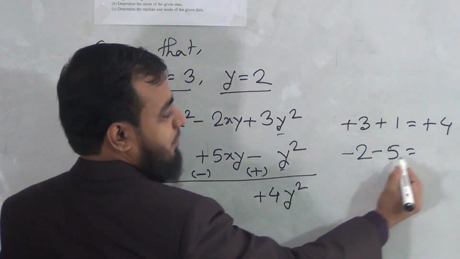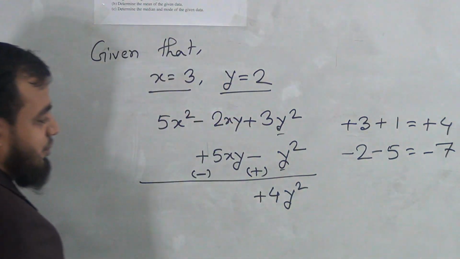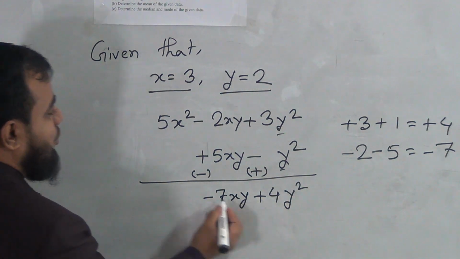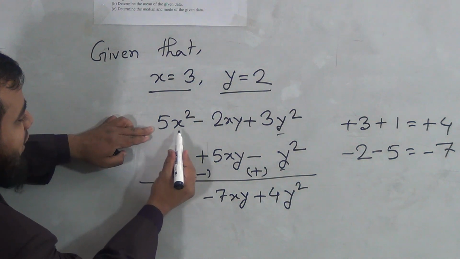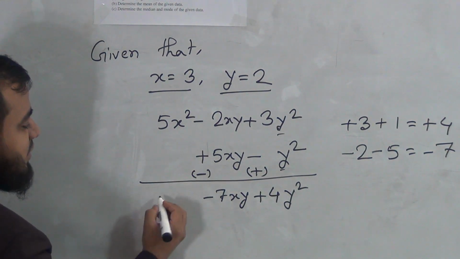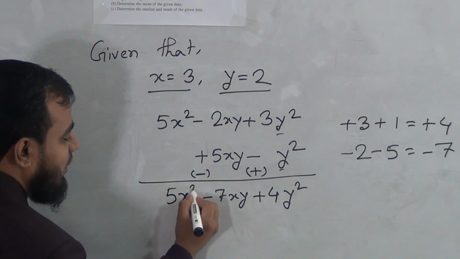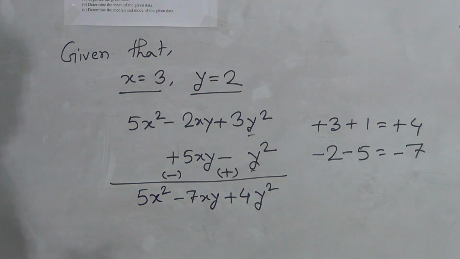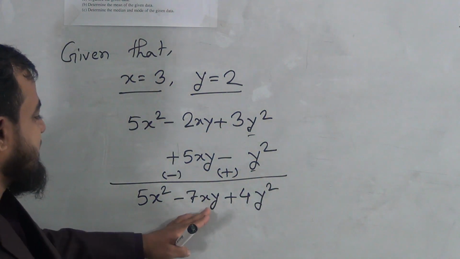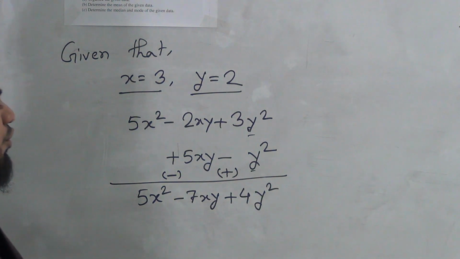Minus 2 and minus 5 makes minus 7. So, dear students, minus 7xy will be our result. Now with the 5x square, no term will be added or subtracted, so it will remain unchanged as 5x square. After that, the result of the subtraction is 5x square minus 7xy plus 4y square.